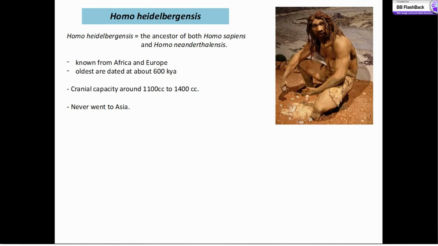So we know heidelbergensis from Africa and Europe, and the oldest specimens are about 600,000 years old. KYA, of course, meaning thousands of years ago, kilo years ago. And they had relatively large cranial capacities that got up into modern or contemporary cranial capacities. If your average human nowadays is about 1,400 cubic centimeters, heidelbergensis could do that. They were never found in Asia, or at least not yet.